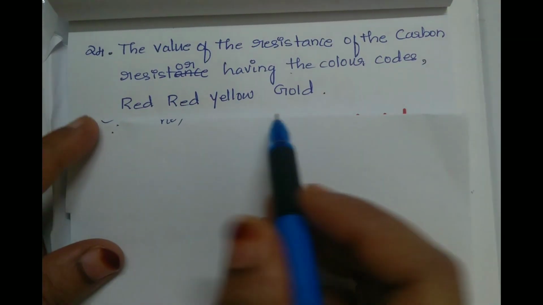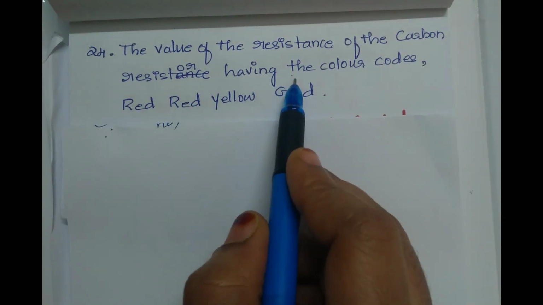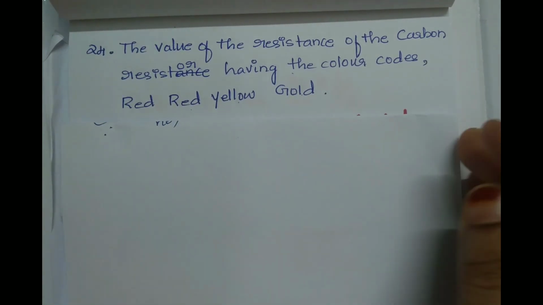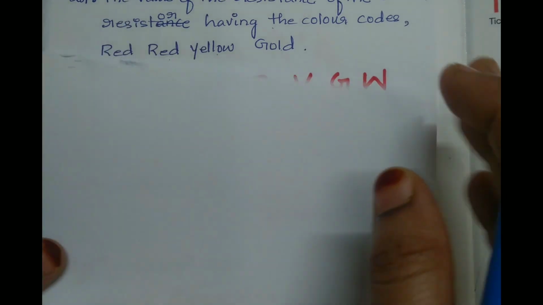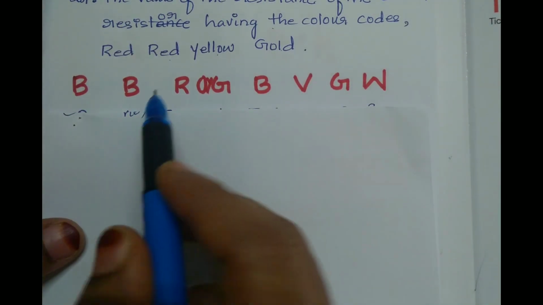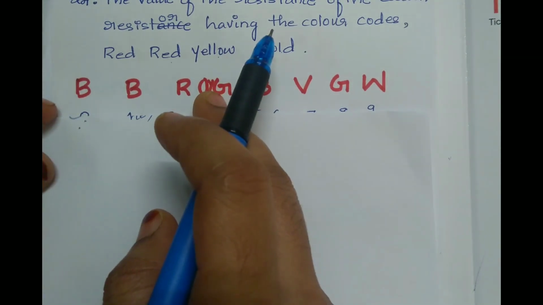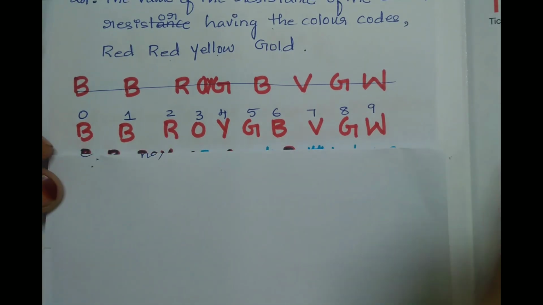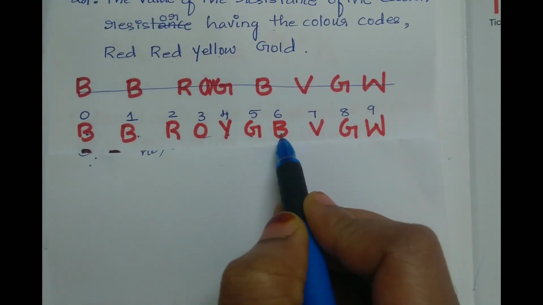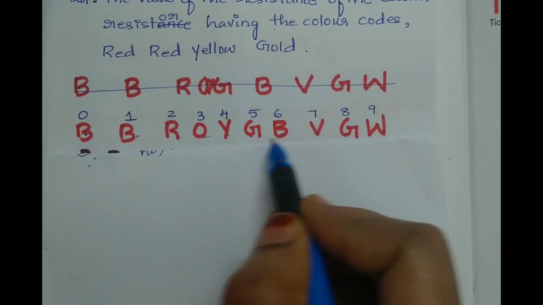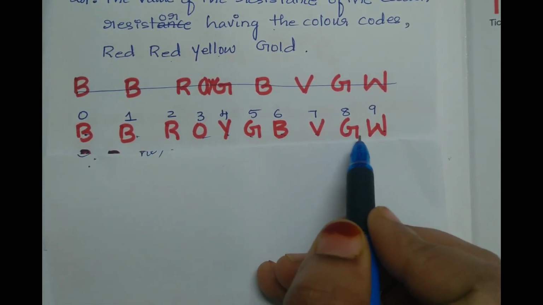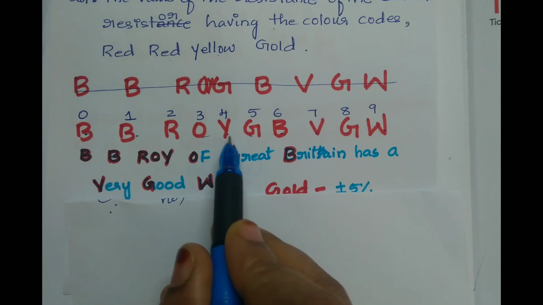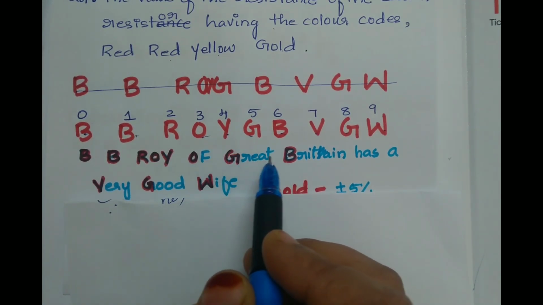Then we have the value of resistance of a carbon resistor having the color codes red, yellow, gold. See, they have mentioned red, yellow, gold. You need to remember it in the form of a trick. I'll tell you one trick, that is, just ignore this. You have here B.B. Roy of Great Britain has a very good wife. Okay, you remember it like this. B.B. Roy of Great Britain has a very good wife.